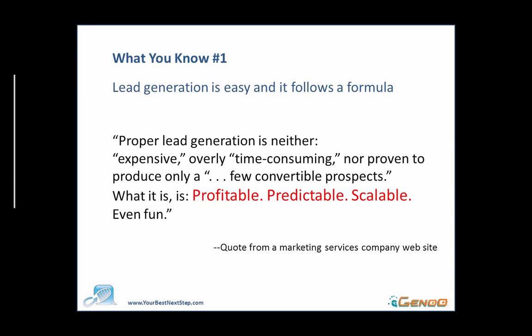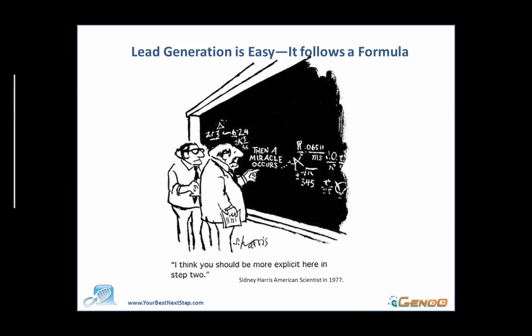So if there's a formula, let's take a look at what that formula might look like. So here is what I think is a good representation of a lead generation formula. This is a fairly common cartoon. Hopefully you can read it there, but it's two professors, scientist-looking guys looking at a math equation. In the middle of the math equation, it says, "Then a miracle occurs," and the caption is, "I think you should be more explicit here in step 2." I think that's a pretty darn good representation for what a lead generation formula should look like.